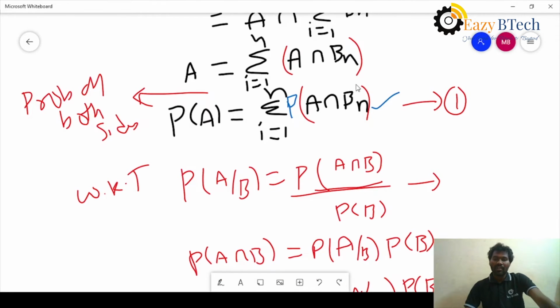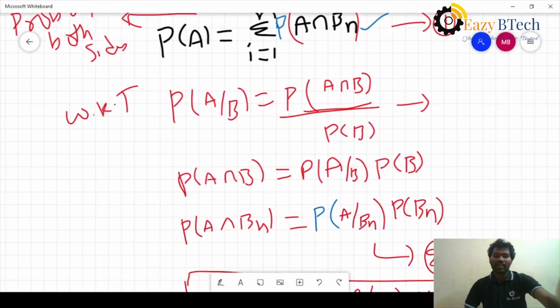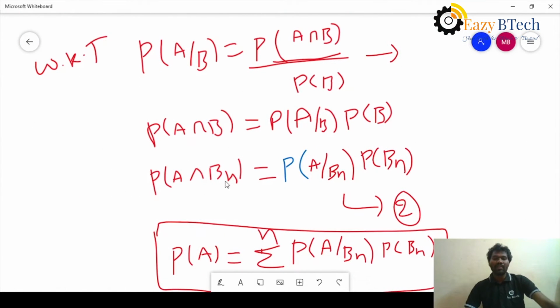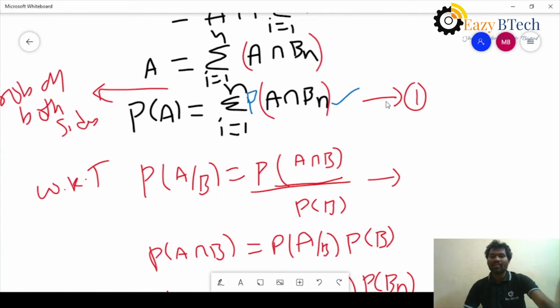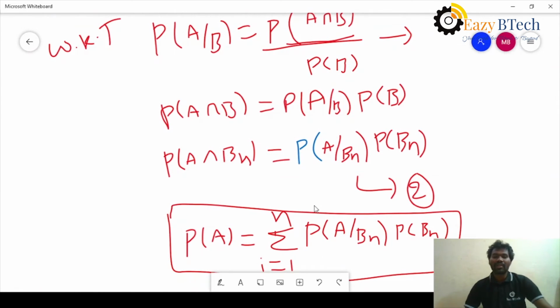But here what I have to find is P of A intersection Bn. So wherever you have B, you should replace it with Bn. Then it becomes P of A given Bn equals P of A intersection Bn, which is P of A given Bn into P of Bn. I am assuming this equation as 2 and the earlier one as equation 1, and I have substituted 2 in equation 1.